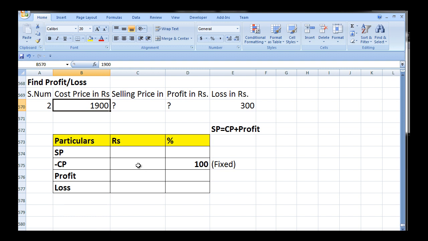Here cost price in rupees is 1900, and it is given that loss is 300. Loss is equal to minus profit. Therefore loss of 300 means my profit is minus 300. We have already calculated SP is equal to CP plus profit. CP is 1900 and profit is minus 300. Therefore 1900 plus minus 300 gives 1600. In this way we can calculate all the missing information.